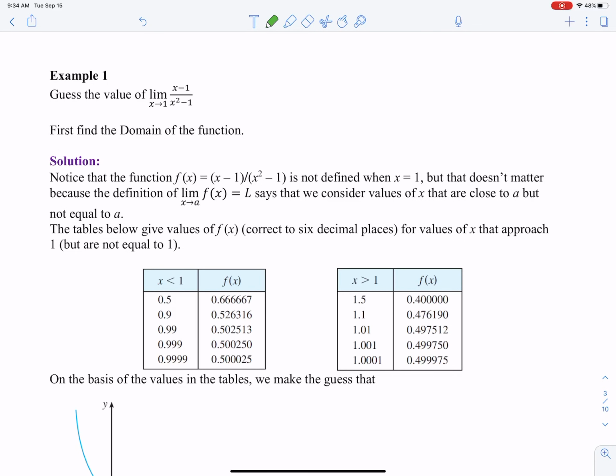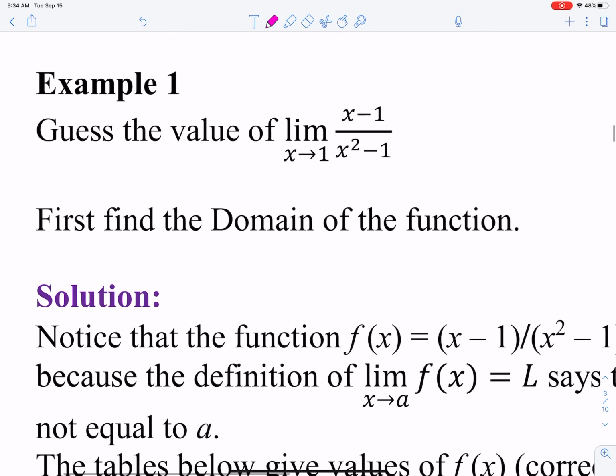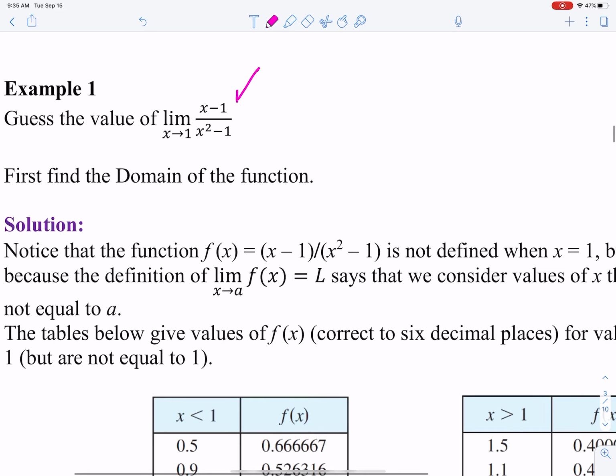All right, so let's see. Here's an example. Guess the value of the limit as x approaches 1 of x minus 1 over x squared minus 1. So we really haven't worked with limits yet. If you know how to work with limits, that's fine, but at this point, pretend you don't, all right? So at x equals 1, well, let's see what happens. So here's our function, right? f of x is x minus 1 over x squared minus 1.